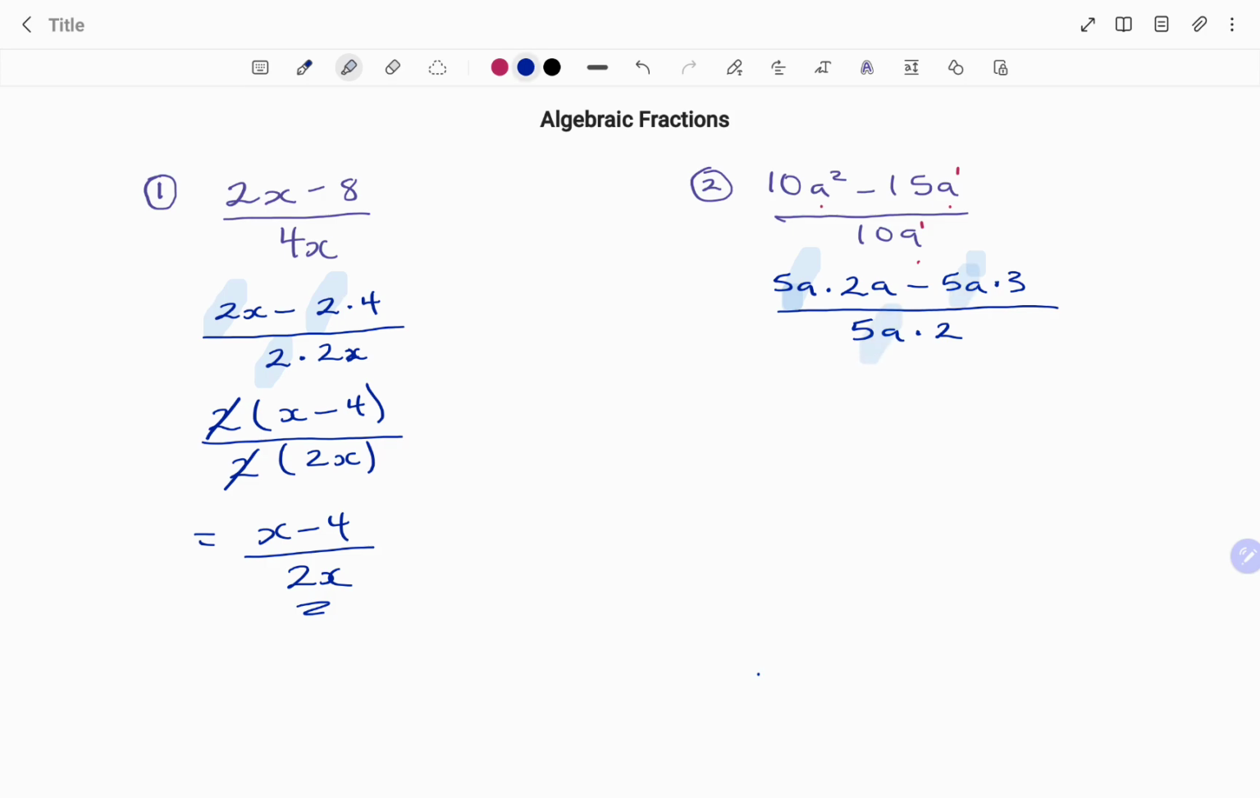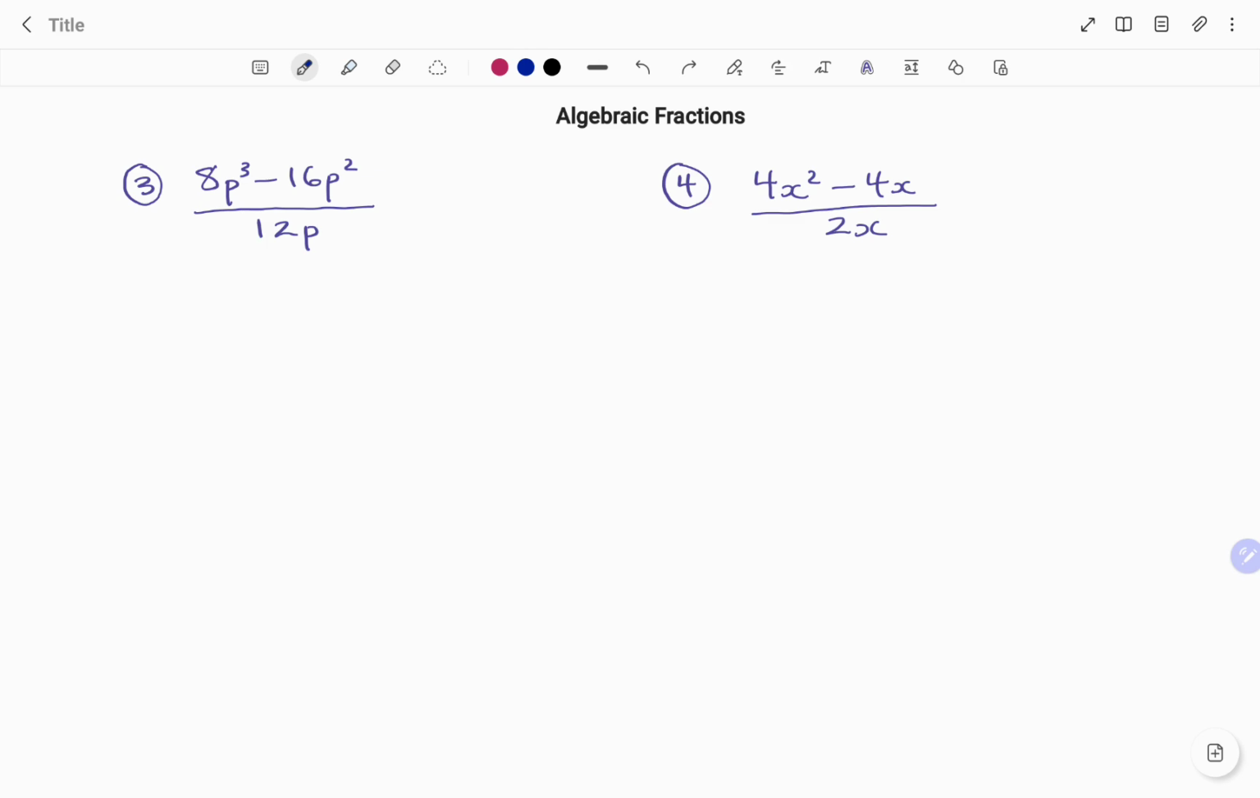So therefore, I'm going to be factorizing 5a. I have 5a out at the top, I'm left with 2a minus 3. At the bottom, I have 5a out. I'm left with 2. 5a divided by 5a, that will give me 1. So therefore, my answer is 2a minus 3 over 2.